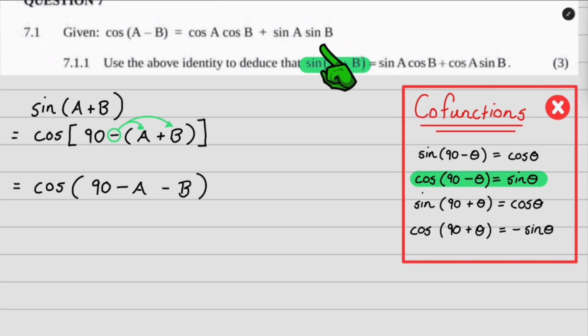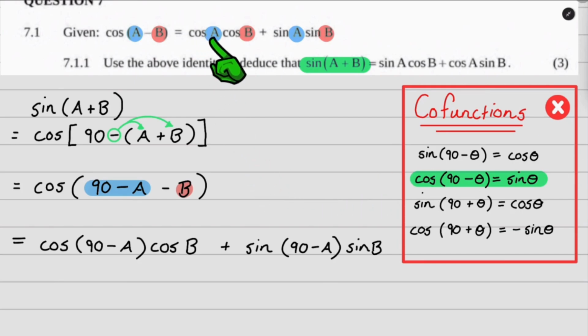So to wrap your head around how to use it, let me show you quickly. This 90 minus A is this angle over here. And then this B is that angle over there. And we can see they have a minus in between them. That's been compensated for. So now I'm going to expand it with this formula or this compound angle.